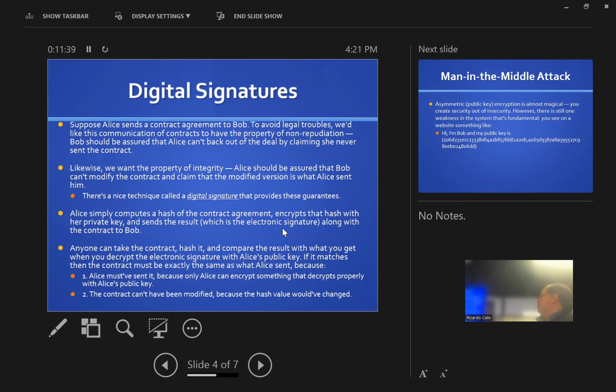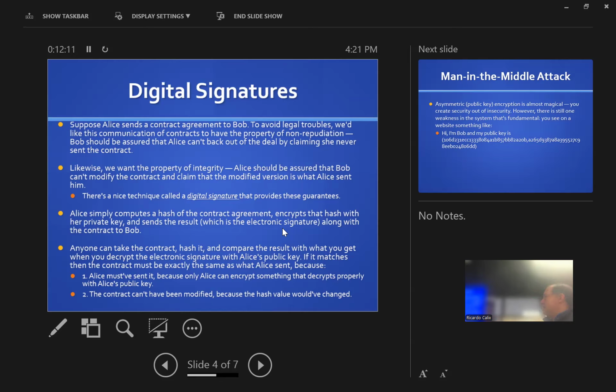Alice simply computes a hash of the contract agreement, then encrypts the hash with her private key and sends the result. That's usually called the digital signature, which is the electronic signature, along with the contract to Bob, right? There's nothing of confidentiality here. You're fine with everyone seeing the contract itself, right? So that's not a problem. So we're only concerned with integrity and authentication, but not confidentiality. Although you could add that if you wanted to.